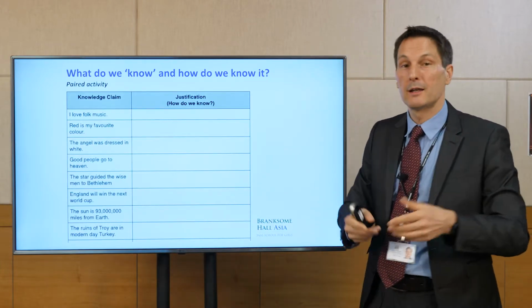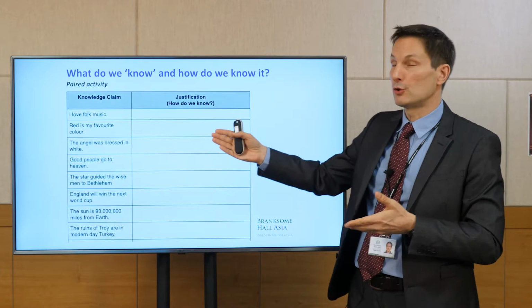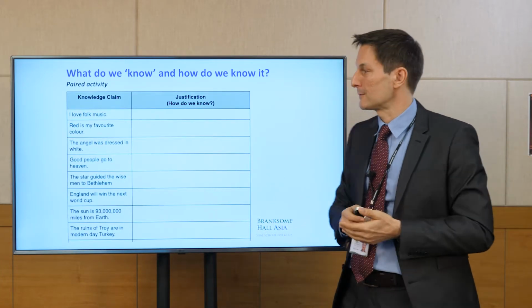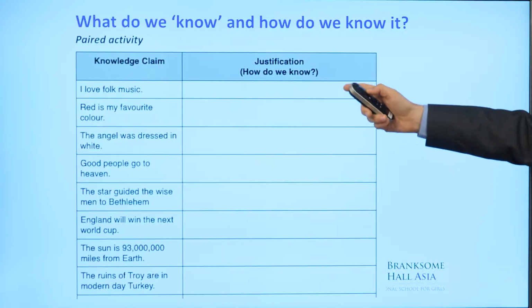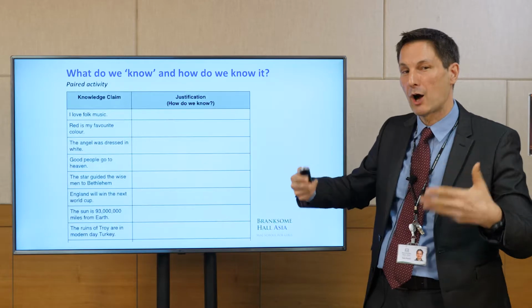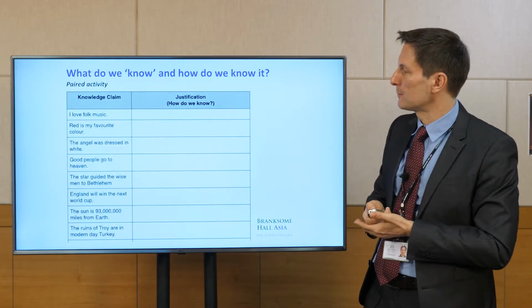And so what I'll ask students to do is to make statements about things they know, anything at all, okay? So things like, I love folk music. Red is my favorite color. The angel was dressed in white. Maybe they read that in the Bible or something like that, okay? But then the key part is to ask for justification, and the student has to think carefully about how they came to know these things. And I'll just take you through a few examples.